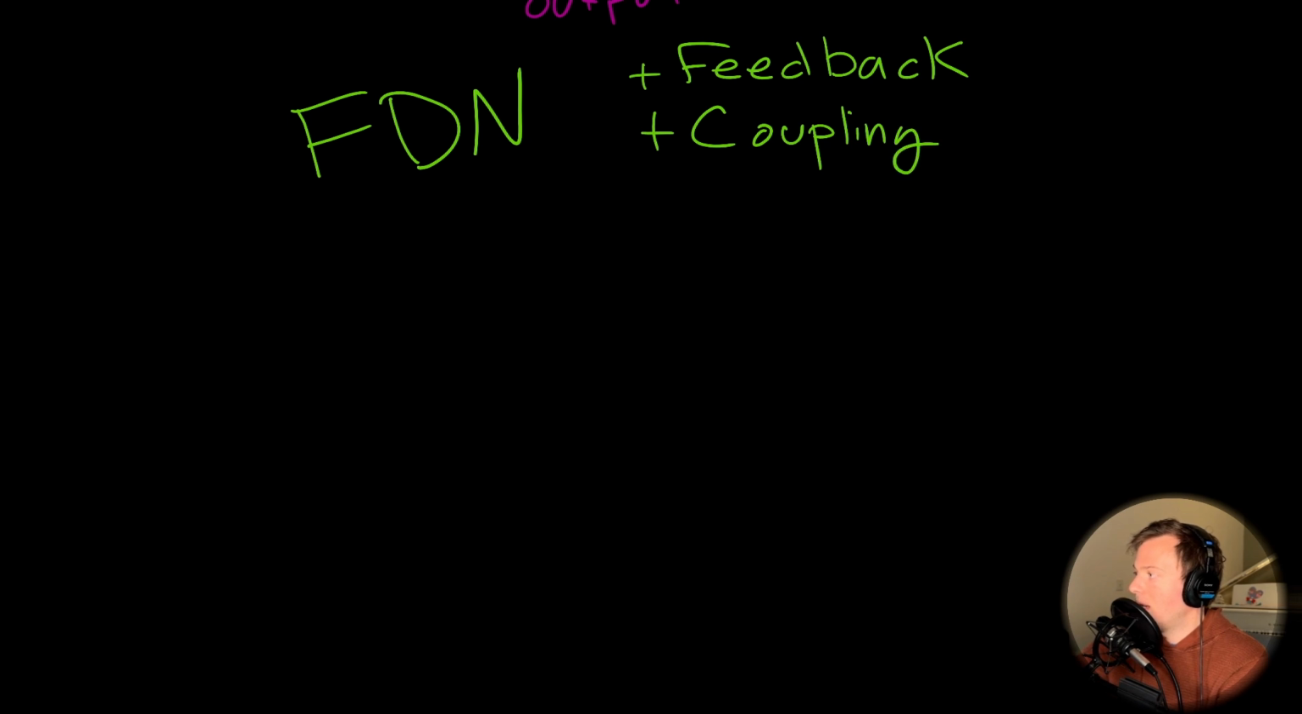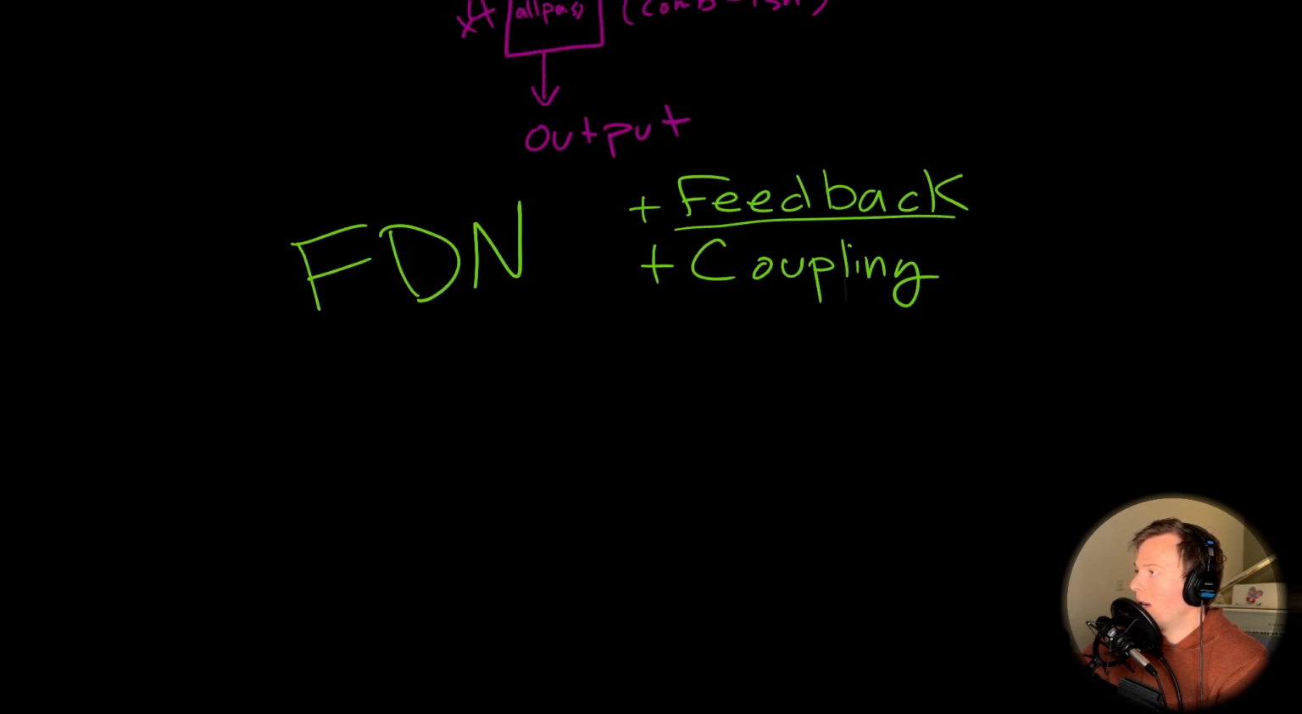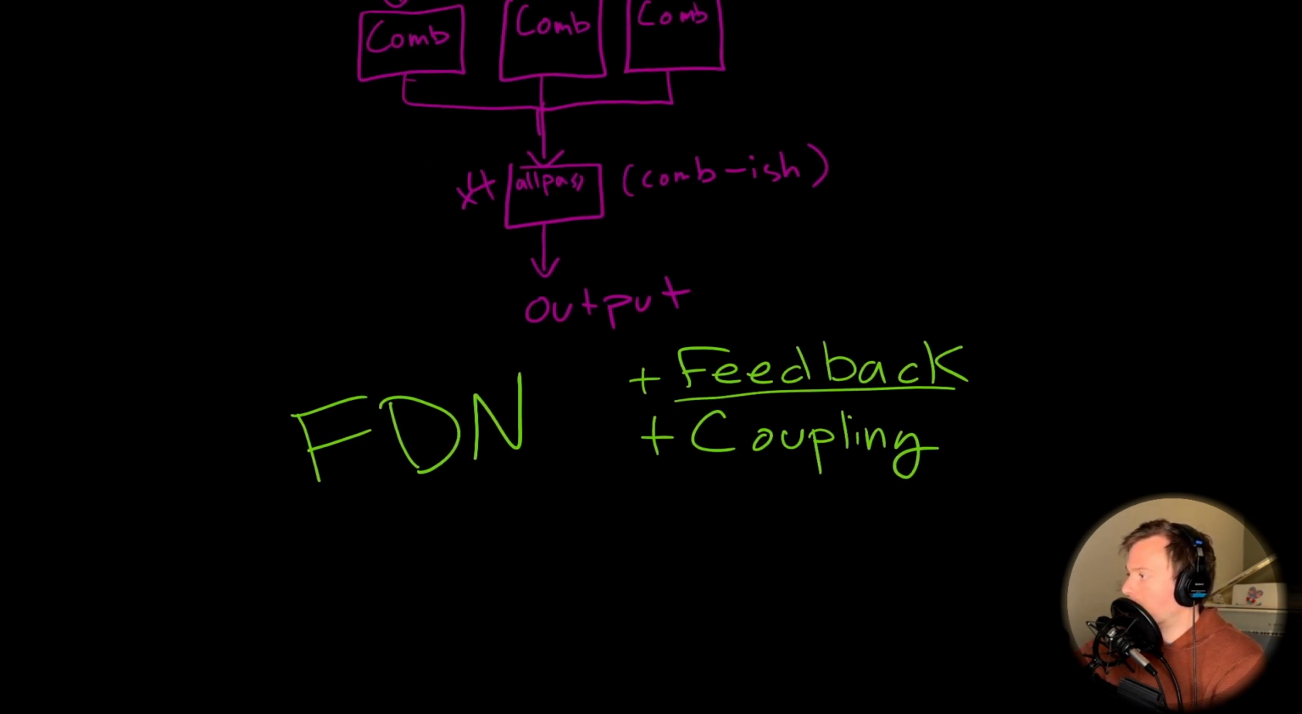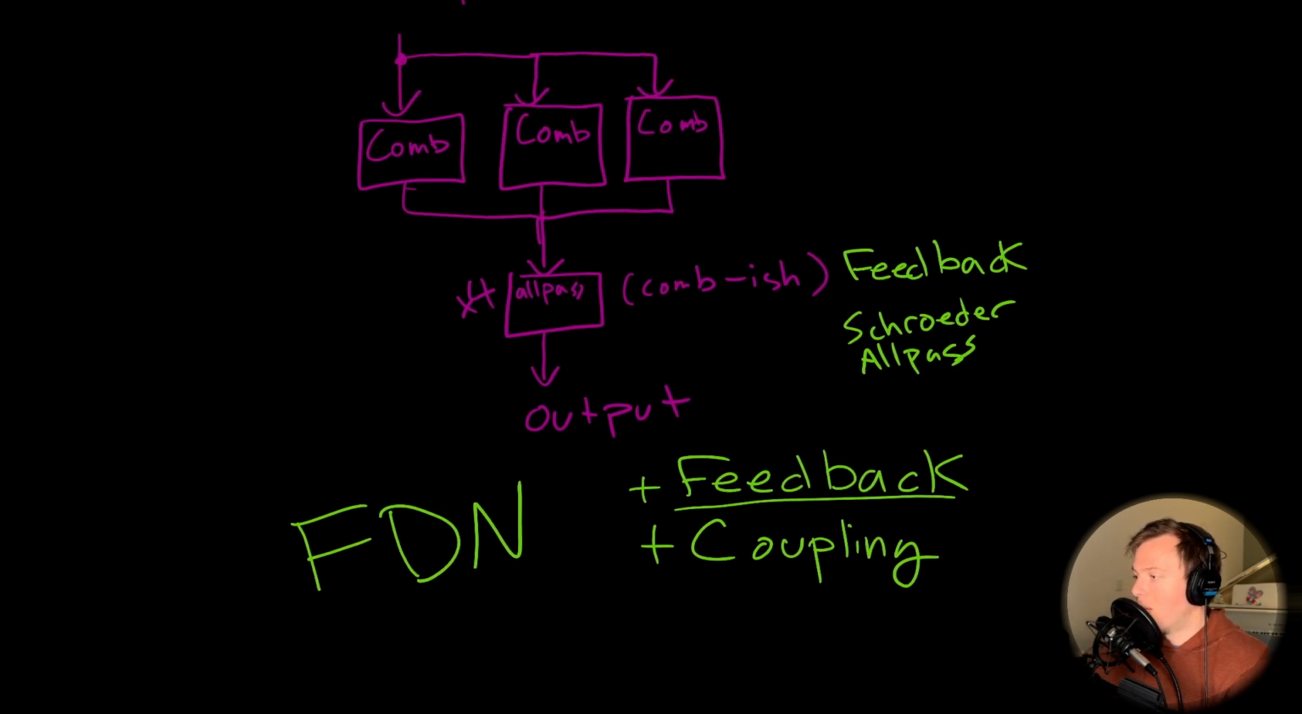The reason I say feedback is more important here is that this all-pass filter technically has feedback in it. So go look up how Schroeder all-passes work if you want to learn more about that. But that's how the Schroeder reverb was able to get some longer tail in its reverb: these all-passes have some feedback path inside of them.